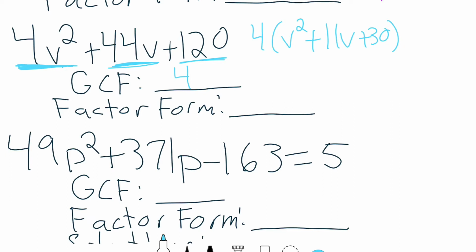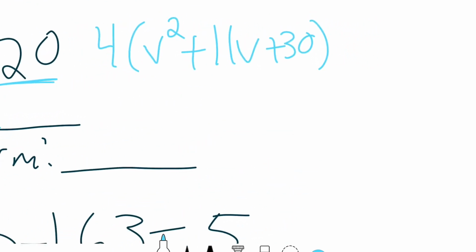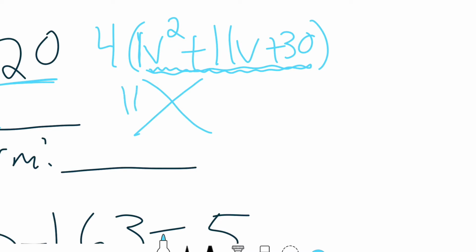So now that I have factored out my greatest common factor, I'm going to see if I can factor this parentheses any more than it already is. Well, I think I can. Is my a, or is my coefficient of my variable squared, 1? Yes. So then I can go straight to my big X method. My b is 11, and my c is 30. Can we find 2 numbers that add and subtract to give you 11, but also multiply to give you 30?